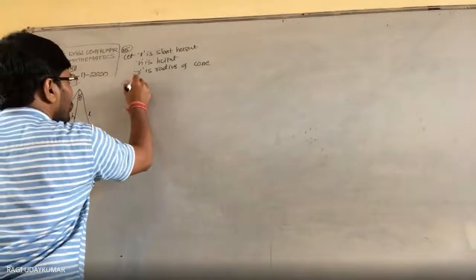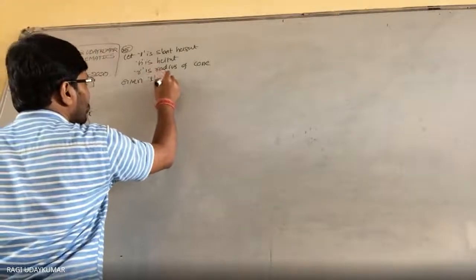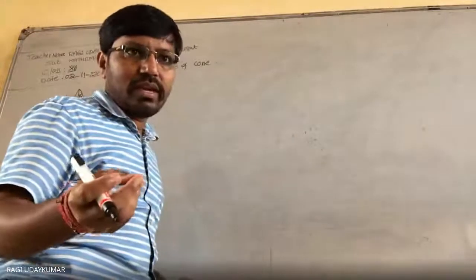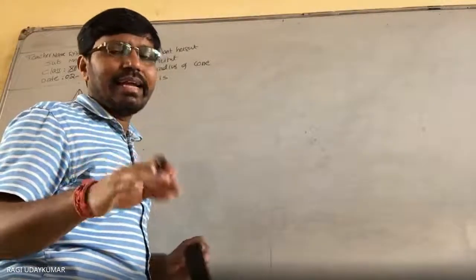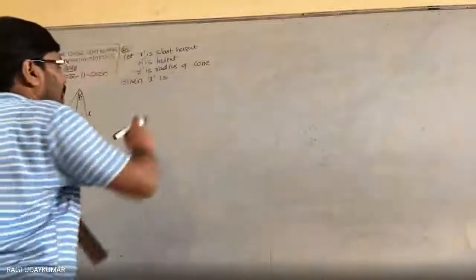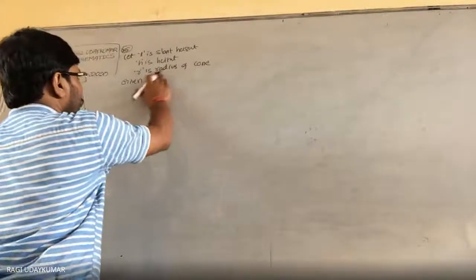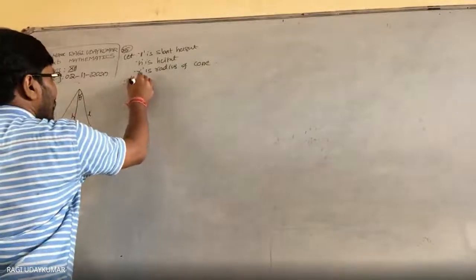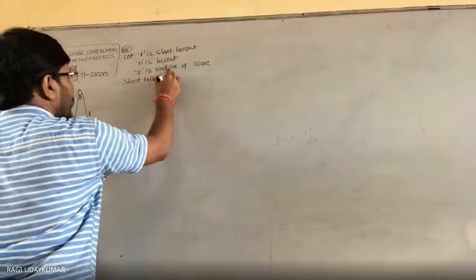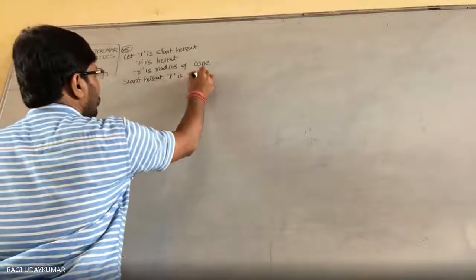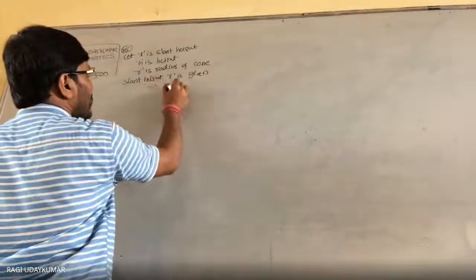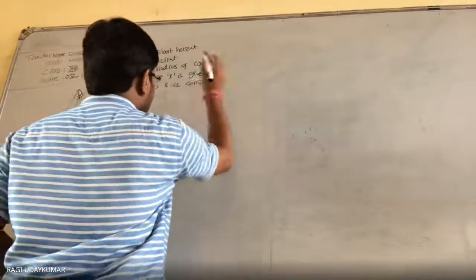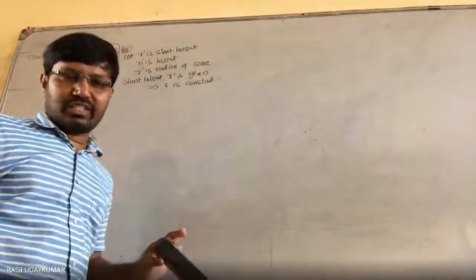What is given? The slant height L is given to us. So you write like this: slant height L is given. This implies L is constant. This is constant. It is fixed.